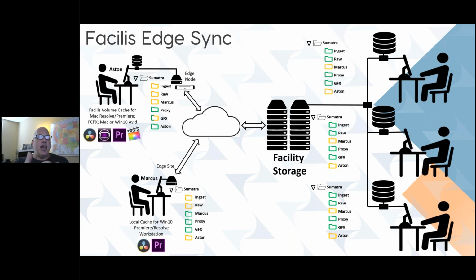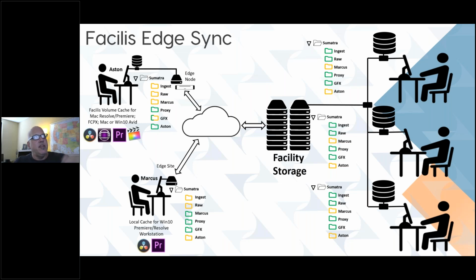So just because you have those raw and ingest files in the folder doesn't mean that they're being downloaded constantly on these other workstations. So you may have gigabytes and gigabytes of stuff that are visible to the remote workers, but don't need to be accessed by the remote people. So that's an important part of this.